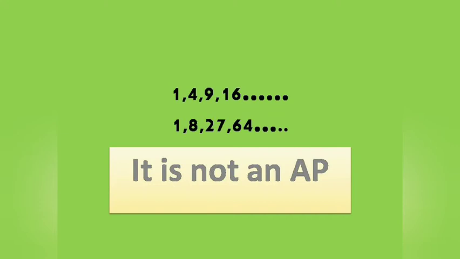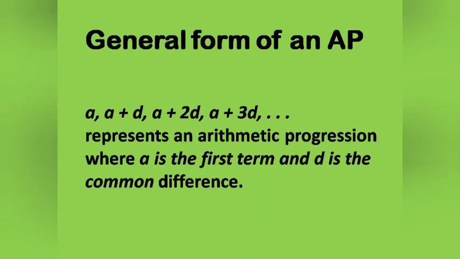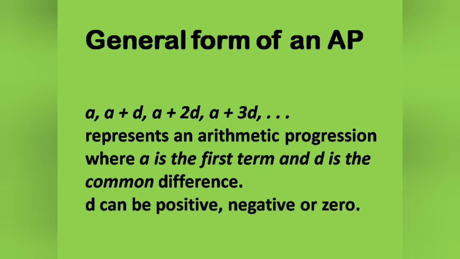Now let us generalize it. We would be understanding general form of an AP. Series which has a, a plus d, a plus 2d, a plus 3d as terms which are treated as a1, a2, a3, a4 represents arithmetic progression where a is first term, d is the common difference and this d can be positive, it can be negative, it can be 0 even.